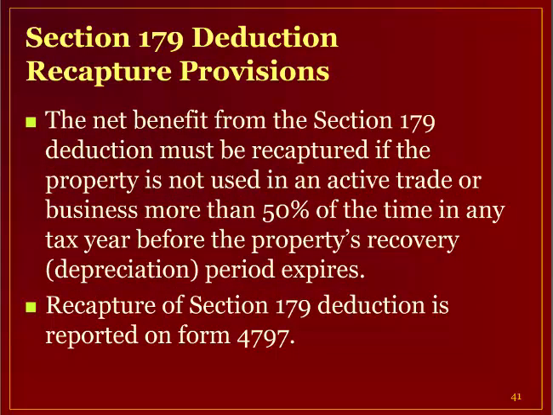Also, here's something you really don't want to get involved in if you can help it, are these recapture provisions. The net benefit from the Section 179 deduction must be recaptured if the property is not used in an active trade or business more than 50% of the time in any tax year before the property's recovery period expires. So if you take 179, you've got to use that piece of equipment at least 50% of the time in your trade or business over the recovery period. If not, you're going to be stuck with trying to recapture this on Form 4797. And that's not fun, I can tell you. I've tried doing it, and I had to work with that on the taxes when I was a tax preparer.